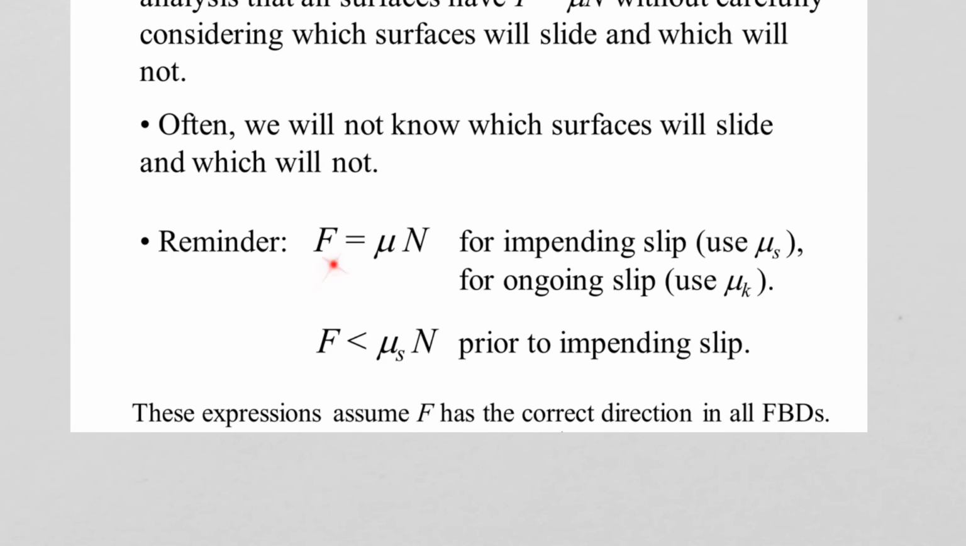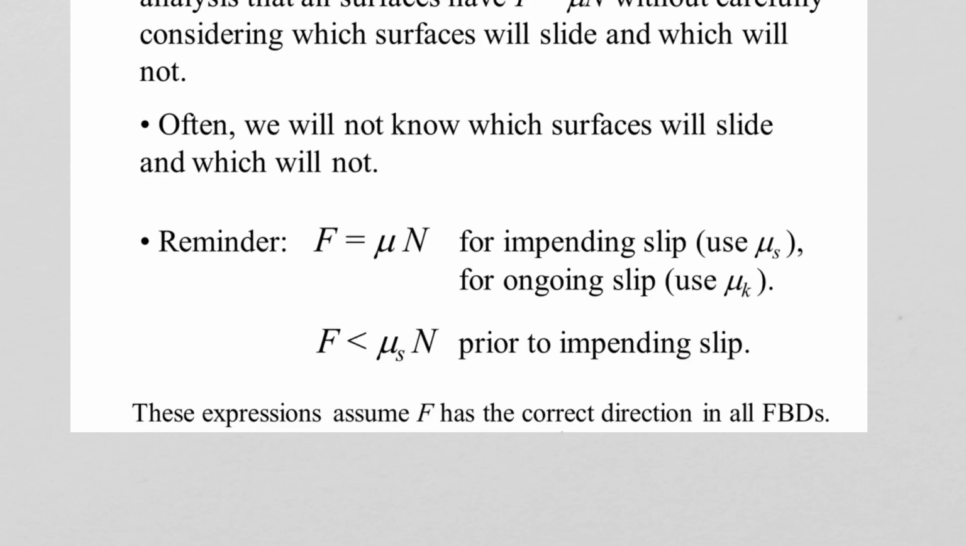We remember that force is equal to mu N only for impending slip, and then we use the static coefficient of friction. If it's moving, then we use the kinetic one. I will tell you right now, none of the problems we deal with will use the kinetic coefficient of friction. It's always the static one that we'll be looking at. Otherwise, for other surfaces, we know that it has to be less than that, so it can be some value less than that.